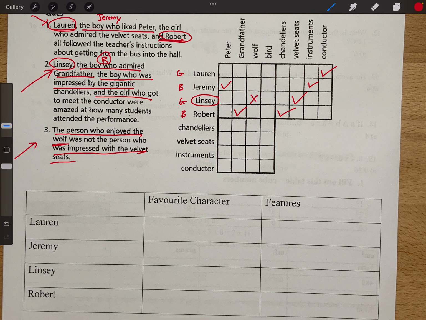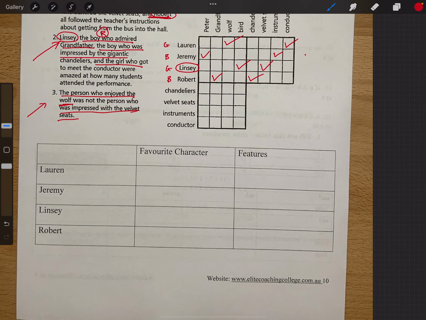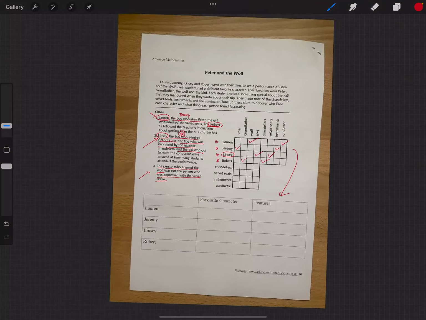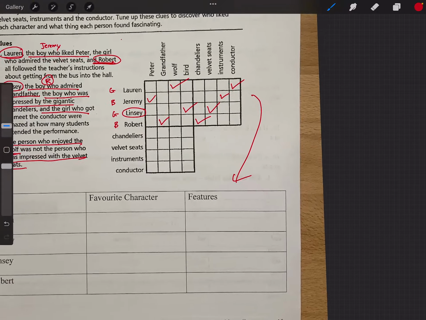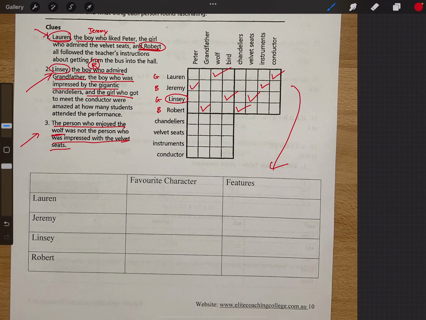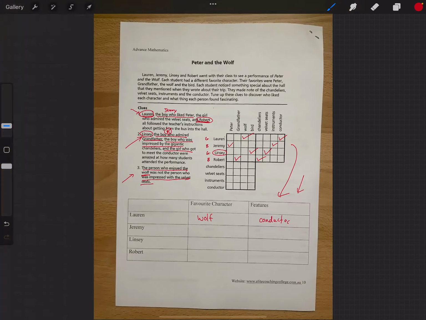Well, if she doesn't like the wolf, who does she have left? She's only got the bird left, so she has to like the bird, because the others are taken already. Okay, so if she likes the bird, then that means the only one who likes the wolf must be Lauren, and then you can just use that to fill out the table. Yeah, so for example, Lauren is the wolf and the conductor. So for here, write the wolf and the conductor. Okay, the rest you can do on your own. Just fill them out and we're done. Hope that helps.